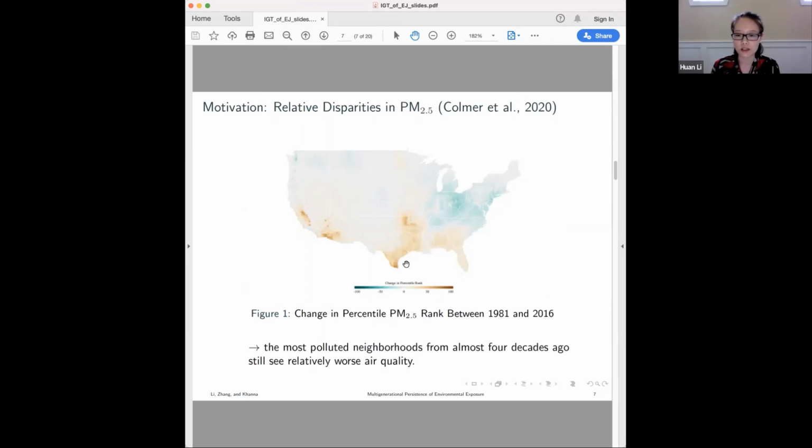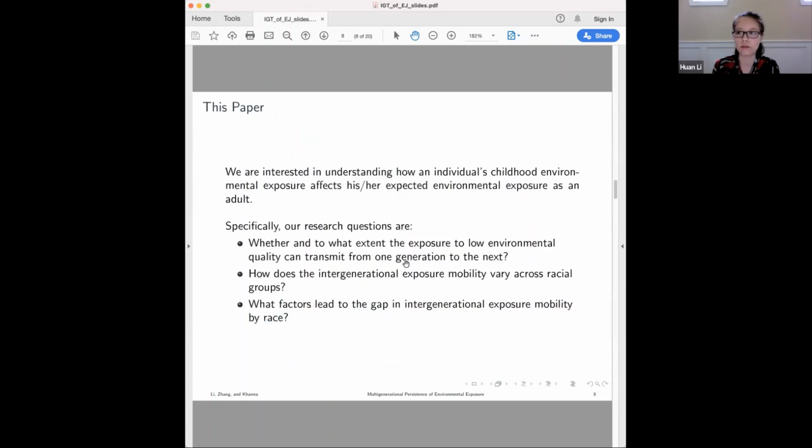So this actually is our motivation for this paper. We try to understand why this is happening, why over 4 decades, people from different generations are still living in similar areas in terms of air pollution.